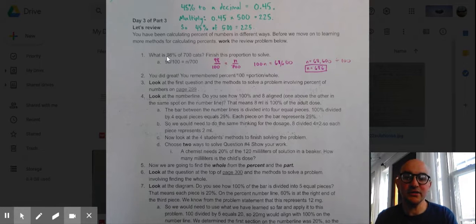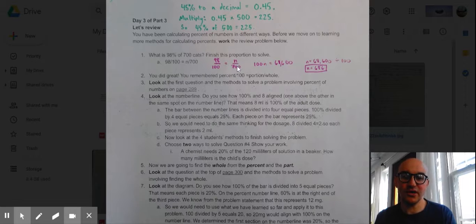Problem number 1 here, this is a quick little review: what is 98% of 700 cats? So they set up a proportion for you. All we do here is solve it, and I just solved it right here. I just did 98 over 100. We cross multiply, so we get 100 times n equals 100n, and 100n equals 68,600.